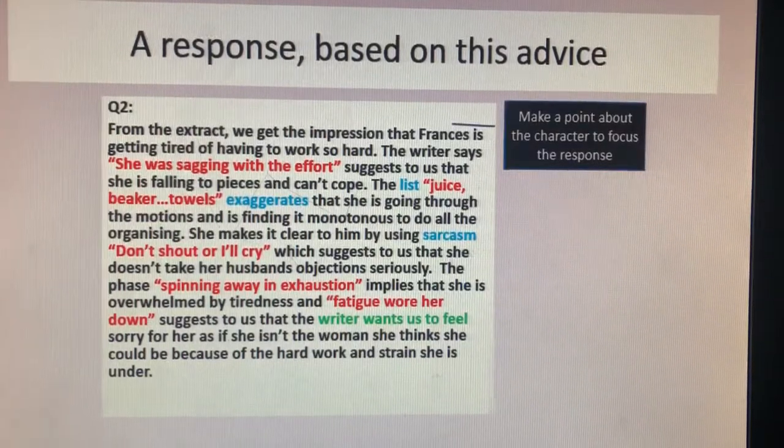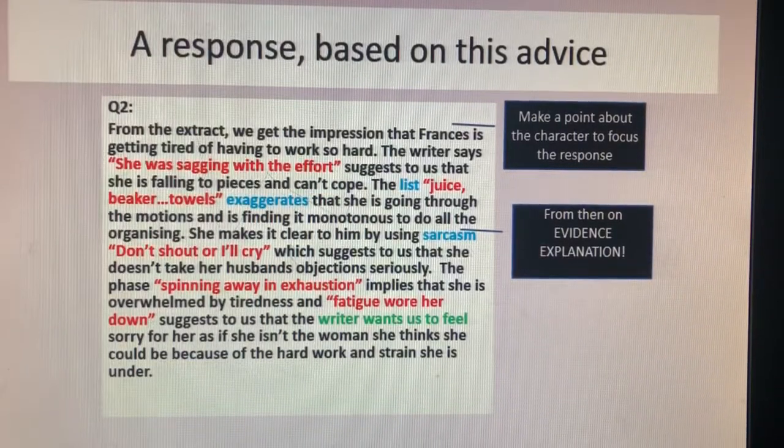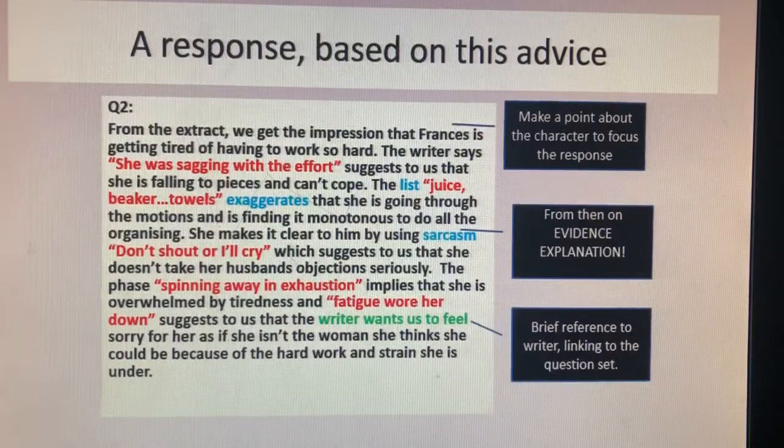I make a point about the character first to focus my response on the correct character being asked about. I've then used evidence and explanations in rapid succession. So I've tried to do a quote and then an explanation in around about a sentence before moving on to the next. I've got a brief reference here to the writer, which of course links to the question set. In this case, the writer wants us to feel sorry for her, etc., etc. So a very short response here, maybe no more than half a side at absolute most, with a quick grouping of 5 quotes and 5 explanations to get 5 marks.